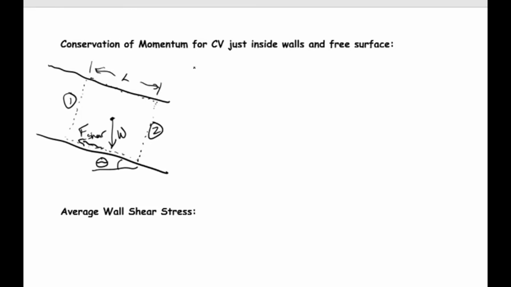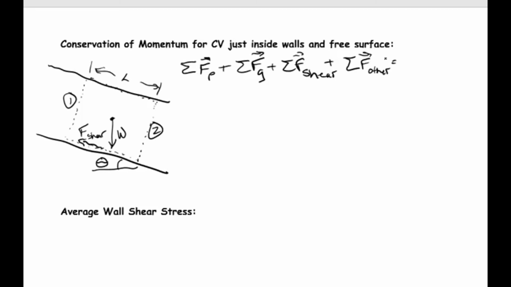So our conservation of momentum equation then is, remember all our forces, the sum of the pressure forces plus gravity plus shear plus other, these are all vectors, equals, and we have one inlet and one exit like that, m dot (v2 minus v1). All right, so right off the bat, even still in vector form, and these should have vectors on them as well, we can cancel a few things.